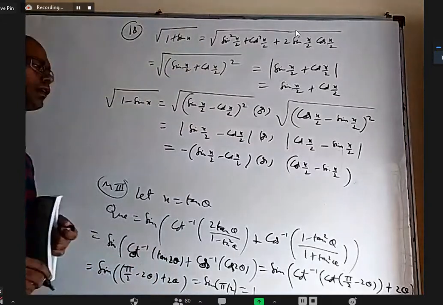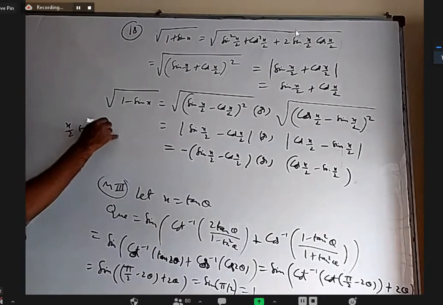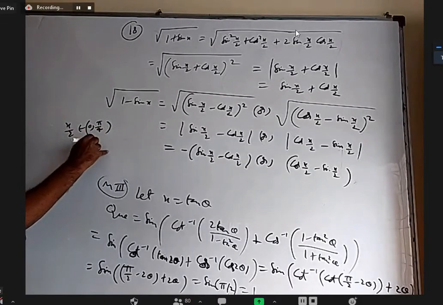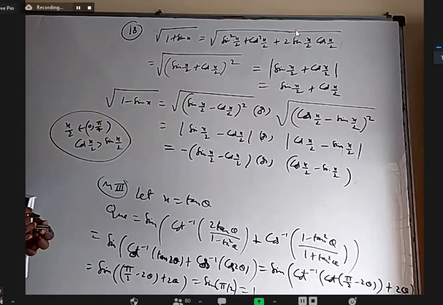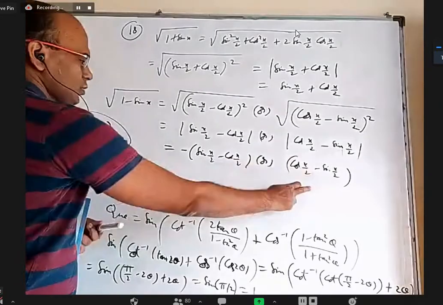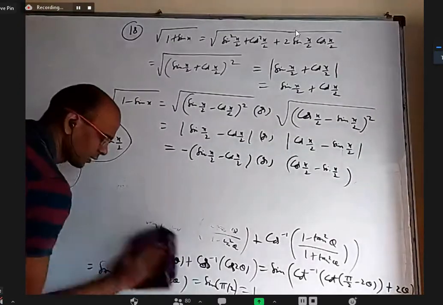Mainly because x by 2 belongs to 0 to pi by 4, and during that time cos x by 2 is greater than sin x by 2. This is positive, this is negative, so minus. Both are equal. So we got each one separately. Now we can simplify.